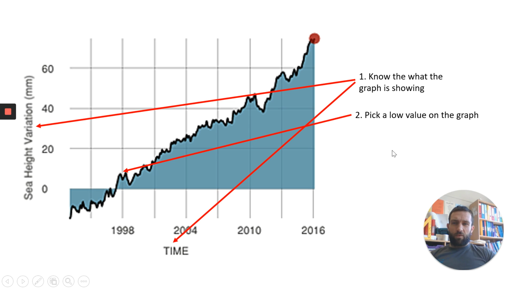Alright, the second thing we need to do is pick a low value on the graph. So if we look here, in 1998, we can roughly say that the sea height variation was 5 millimetres. Alright, and that's important, we'll come back to that.